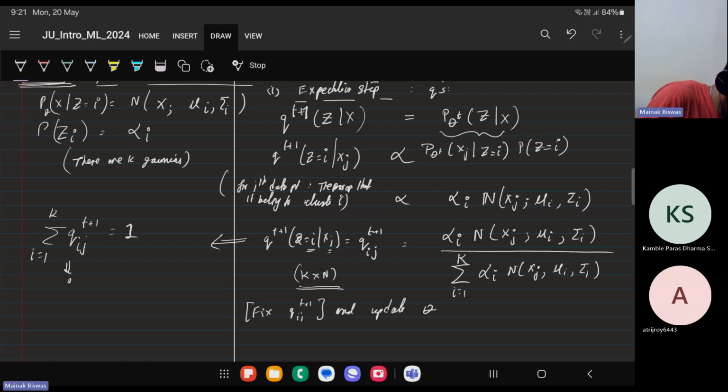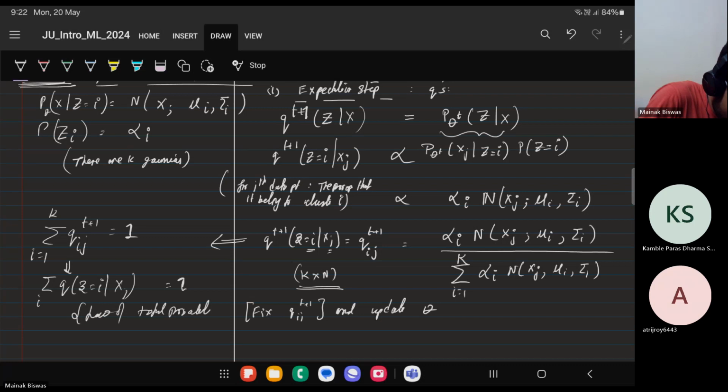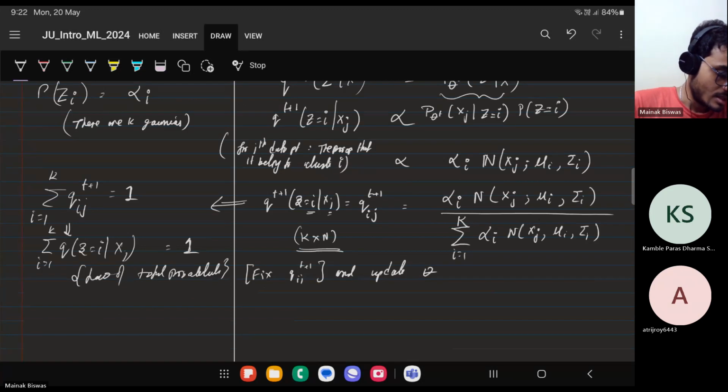So this is the probability of, law of total probability, right? Clear? The data has to belong to one of the components, right? At the end of the day. Okay. Now the maximization step.